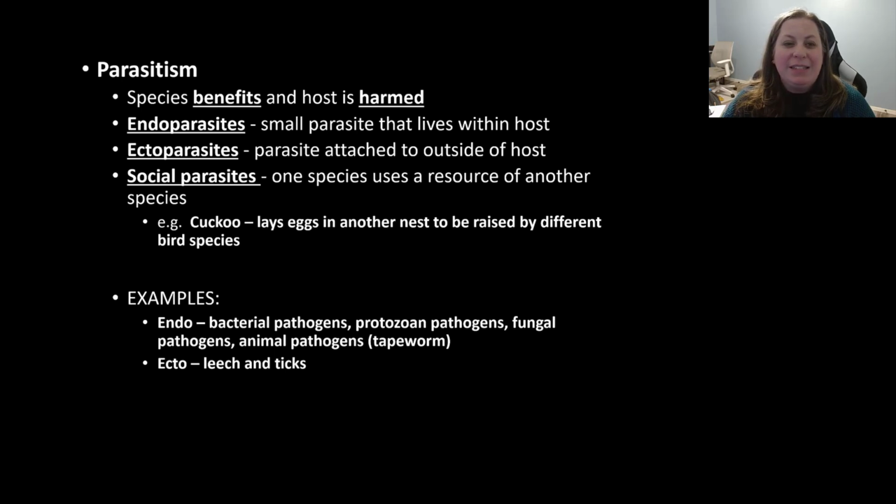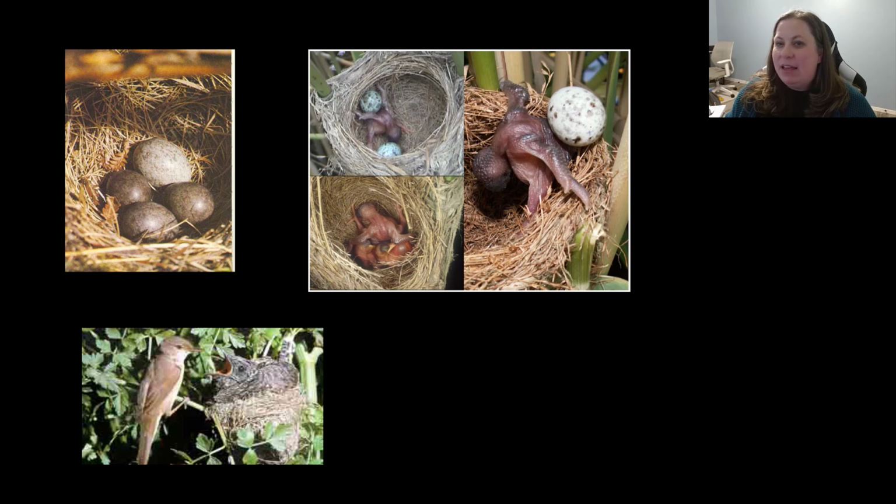The cuckoo bird likes to lay its eggs in another bird's nest, and then it relies on that other bird to raise its young. So it doesn't even have to raise its young. Let me show you an example of this. Over here in the nest, you can see that one of those eggs is different than the others. It does not belong. That is the egg of the cuckoo bird.